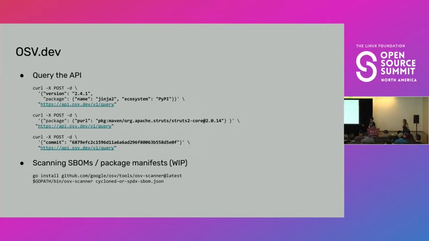And the second piece of this is that we started to work on user tooling. The first part of this is just a simple vulnerability scanner that's able to scan SBOMs in the future, package manifests, container images, anything out there that can be scanned, we want this to be able to scan. And this is just a starting point. With a common format, we can all collaborate to build tools to make this vulnerability management workflow easier for everybody.